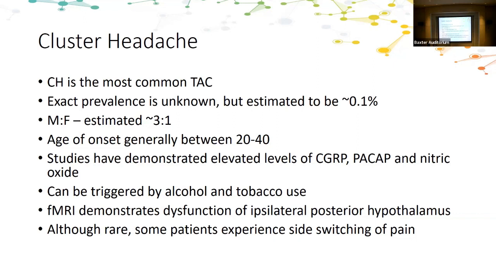The age of onset is generally between 20 and 40, and studies have demonstrated elevated levels of CGRP, PACAP, and nitric oxide in these patients during clusters. It can be triggered by alcohol and tobacco use, which I'll talk about a little bit more. And then the functional MRI during these clusters demonstrates dysfunction of the ipsilateral posterior hypothalamus. And although it's rare, some cases have been reported where you'll have side switching of the pain.